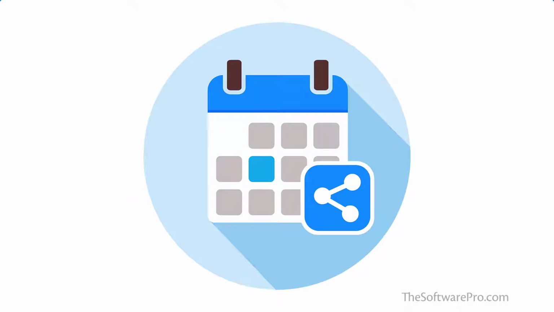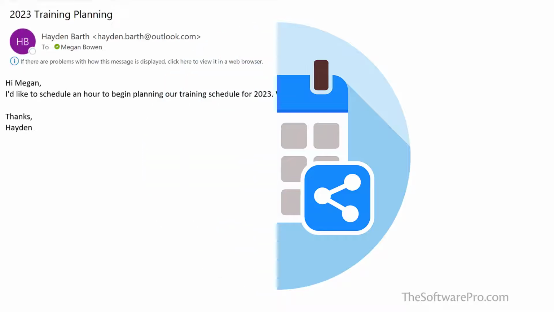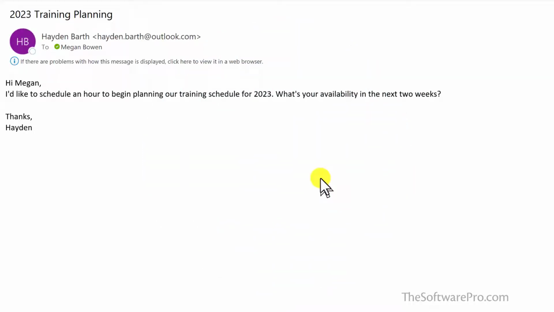Let's look at how to simplify scheduling in Microsoft Outlook by sharing your calendar by email. When you are coordinating schedules with people outside of your organization, it may be helpful to share your calendar. This can be a big time saver versus the back and forth of trying to find dates and times that work for everyone.